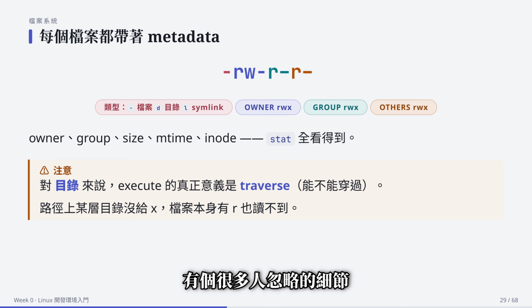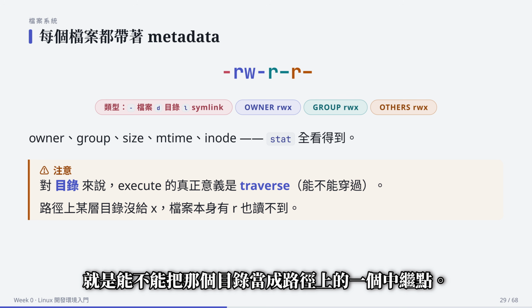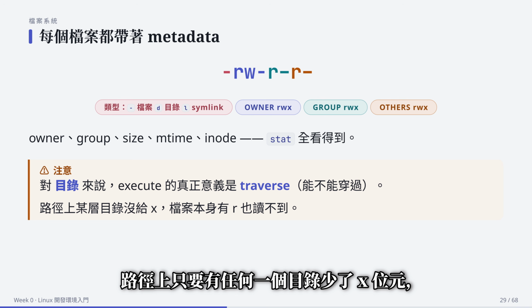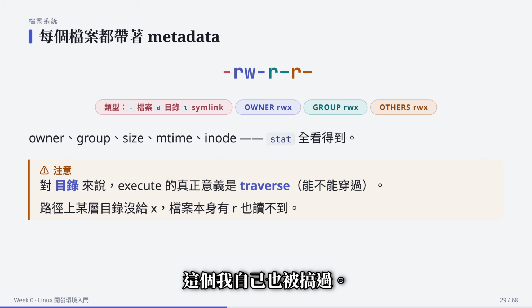There's a detail a lot of people miss but genuinely get bitten by. For a directory, the x bit means whether you can pass through it. Plainly put, whether you can use that directory as a waypoint in a path. If any directory along a path is missing its x bit, it doesn't matter if the file itself shows r, you still can't read it. I've been burned by that one myself.